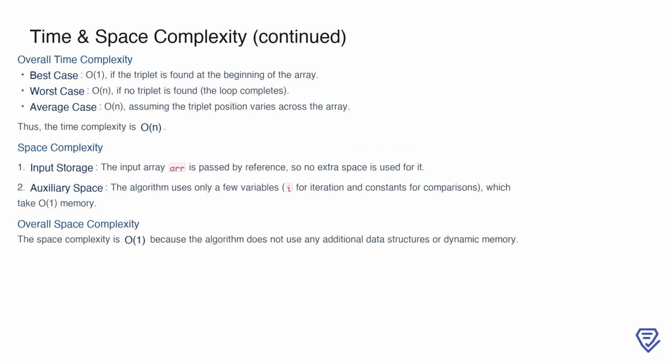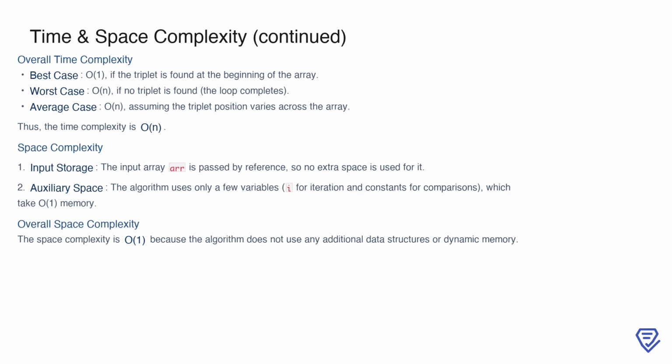Now, looking at the overall time complexity, the best-case scenario occurs when the triplet of consecutive odd numbers is found at the very beginning of the array, leading to an immediate return and a time complexity of O(1). In the worst case, when no such triplet exists in the array, the loop completes all n-2 iterations, resulting in a time complexity of O(n). For the average case, we assume that the position of the triplet varies across different inputs, leading to an average time complexity of O(n). Hence, the overall time complexity of the algorithm is O(n).